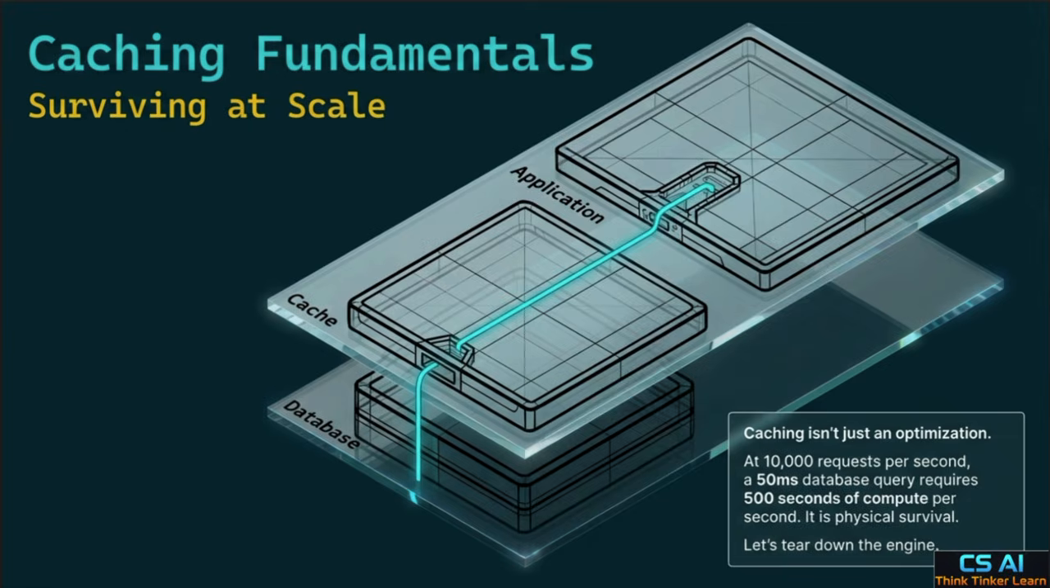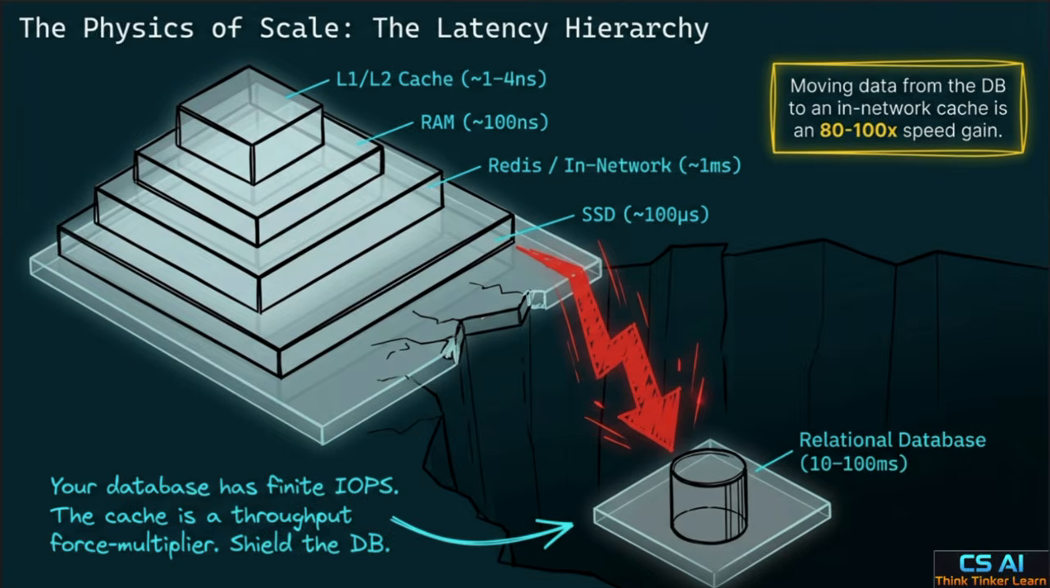Okay, so let's go to the slide. To understand caching, we have to respect the physics of scale and latency hierarchy. Think of this as the speed limit for your data. Your CPU L1 L2 cache is blazingly fast, moving in nanoseconds. RAM follows at roughly 100 nanoseconds, while your distributed cache, like Redis, typically operates in a millisecond range. Compare that to your relational database, which can range from 10 to 100 milliseconds.